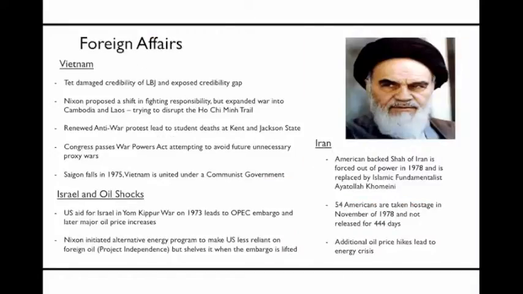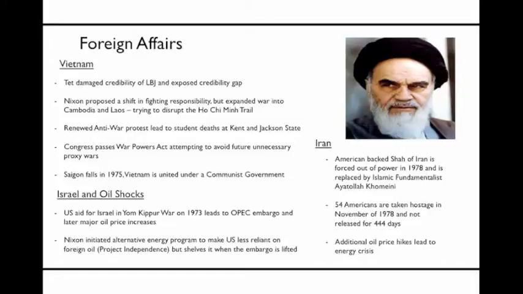Let's talk about foreign affairs. Much like in the 1960s, the Vietnam War continued to frustrate Americans in the 1970s. Tet damaged the credibility of LBJ and exposed the fact that he had been lying to the American people. When Nixon became president, he proposed a shift in fighting responsibility, away from American troops and towards the South Vietnamese. But while using this policy known as Vietnamization, he also began to broaden the war into border countries, bombing Cambodia and Laos, trying to disrupt the supply network from the North Vietnamese to the Viet Cong, which was known as the Ho Chi Minh Trail.